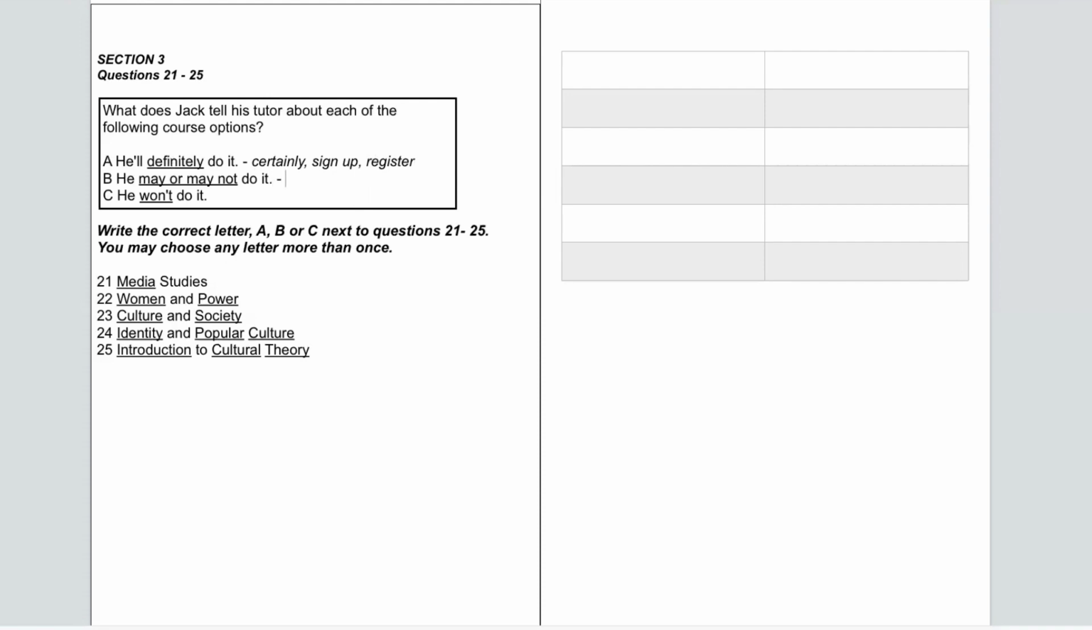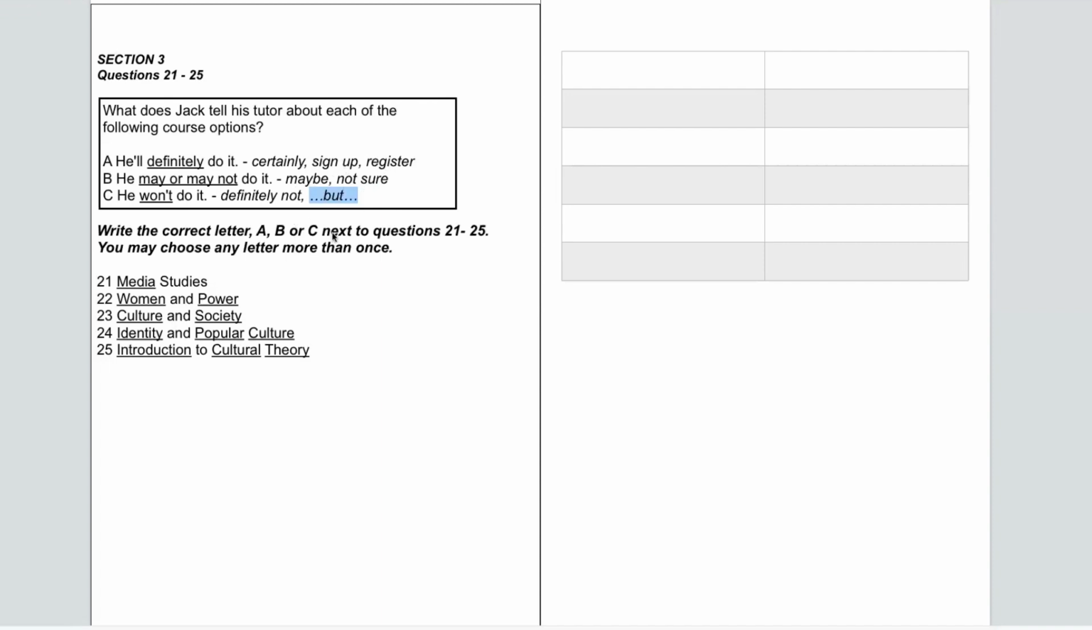Think of some words for probability. Instead of may or may not, he may say instead maybe, or he may say, "Oh, I'm not sure." And again, you could also think of signing up and registering for B as well. And then for ways to say he won't do it, think of things like definitely not. So this is explicit, where he definitely will not do it. He might say something like, "Oh, that seems very interesting, but I can't do it for one reason or another."